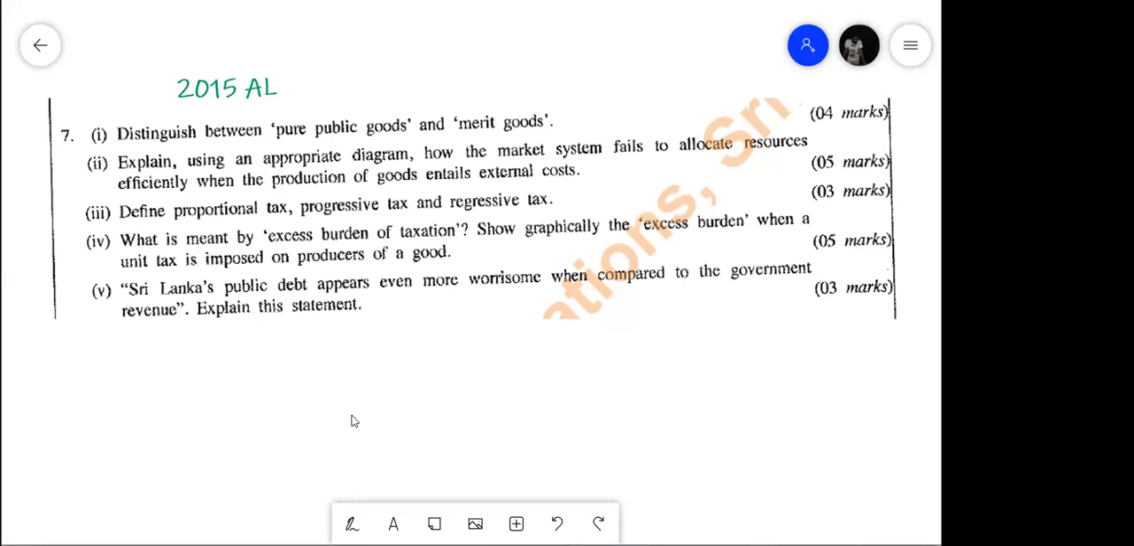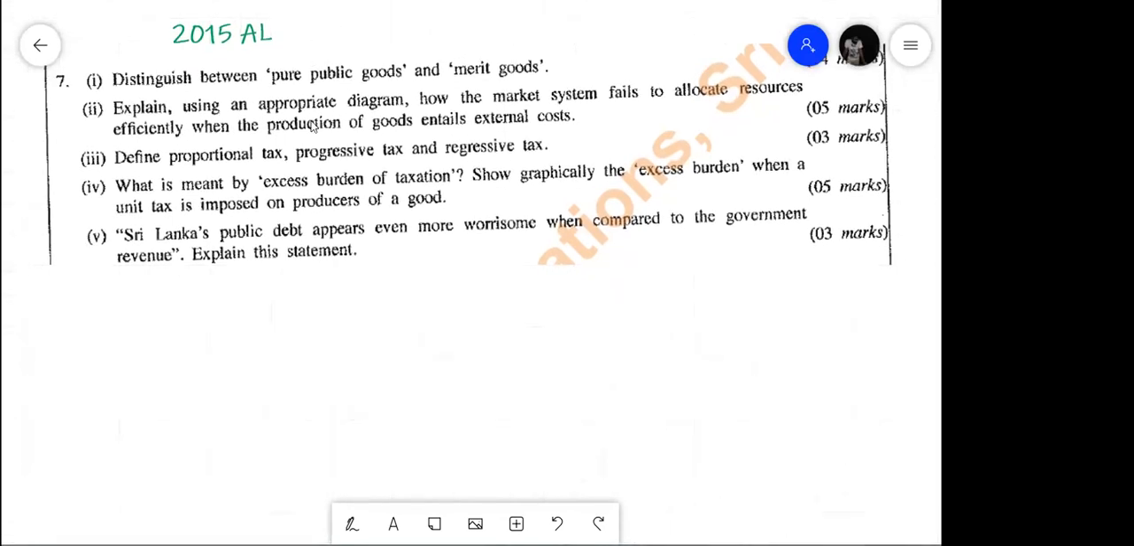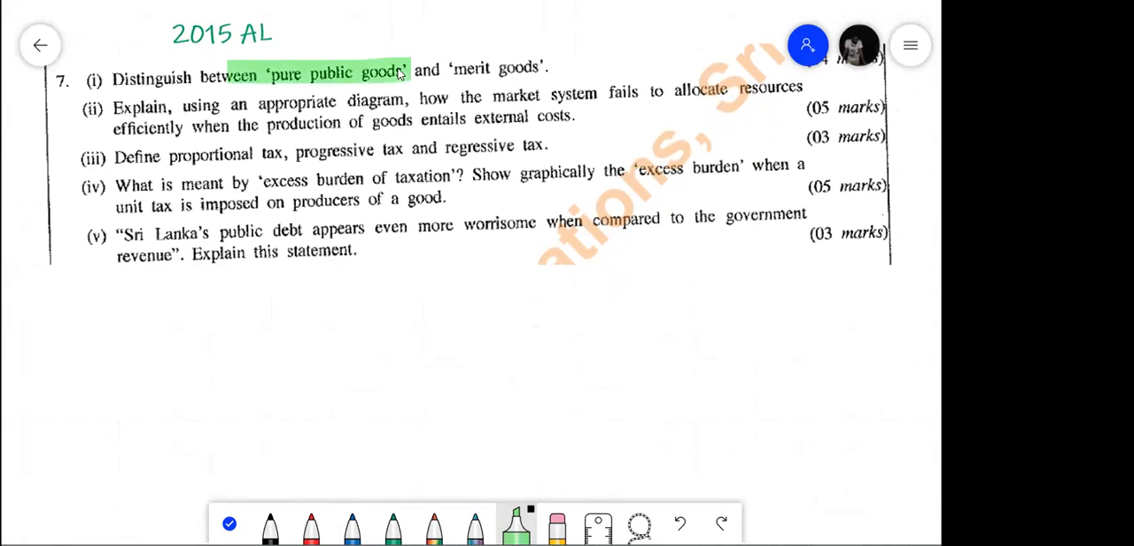You can start by defining a pure public good. Remember, when you're defining these, you start off with the characteristics. Say that a pure public good is non-rival and non-excludable in consumption. Then you can say that because of that, you can't charge a price, so it is generally provided by the government. Okay. So you put in definitions like that for 2 marks, on what a pure public good is.